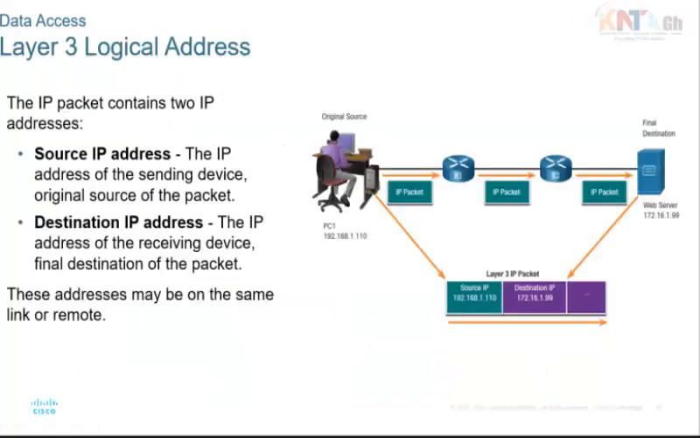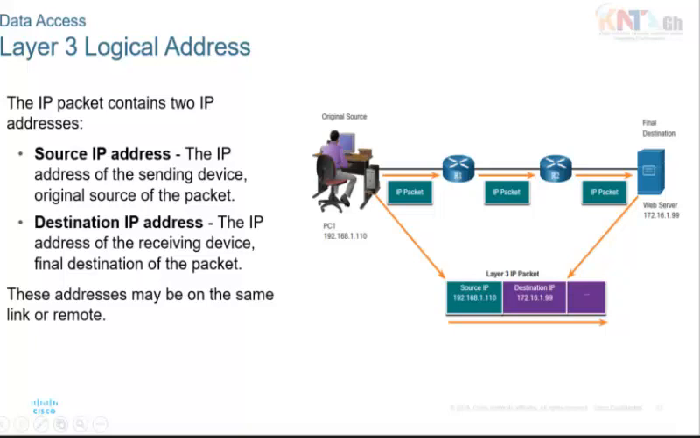Now, the source IP packet contains 2 IP addresses. The source IP address is the IP address of the sending device, the original source of the packet. And the destination IP address is the IP address of the receiving device, the final destination of the packet. So the source IP, and then the destination IP is the server. So this is the source, and this is the destination IP address.